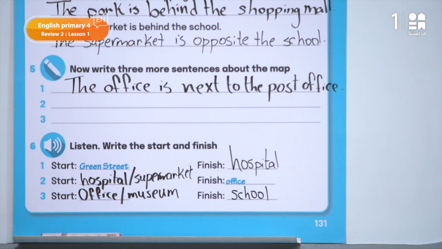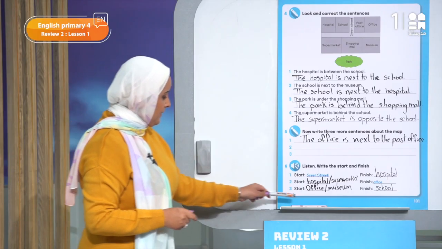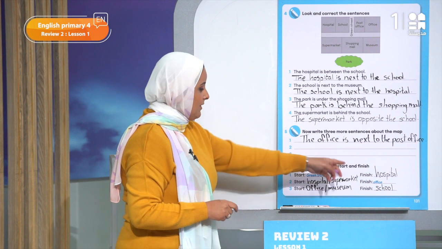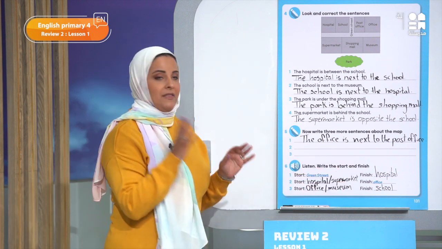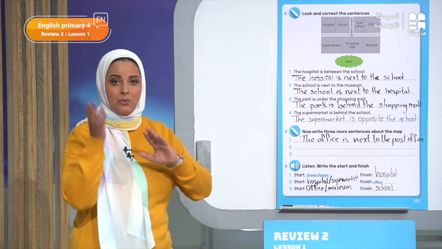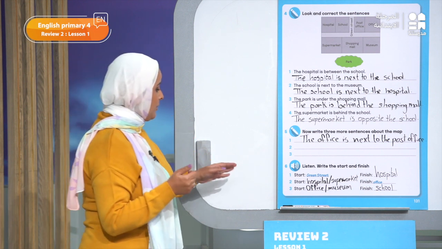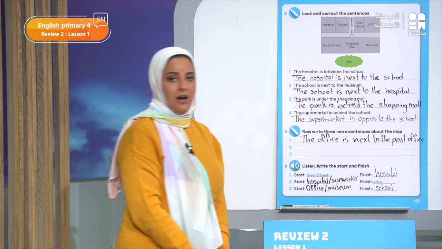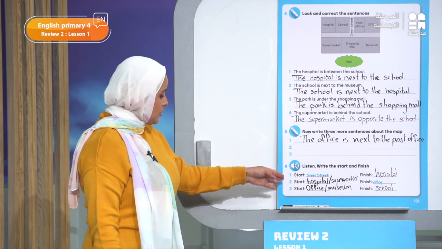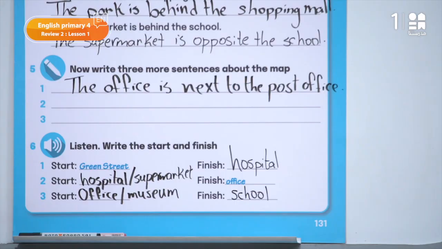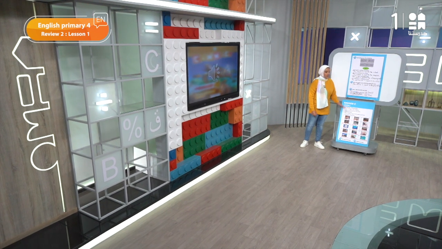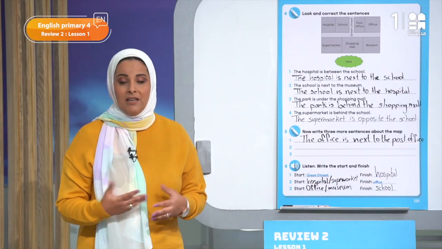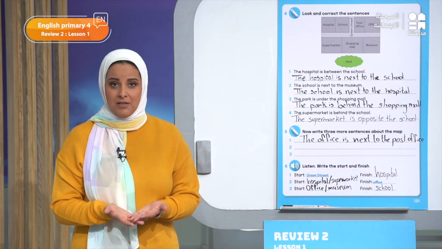So let's revise one more time. Number 1, the start Green Street, the finish hospital. Number 2, the start could be the hospital or the supermarket, so we put a slash between them. Okay, and the finish is the office. Number 3, the start, the office or the museum, and the finish is the school. So we have finished page 131. Today we revised the prepositions.